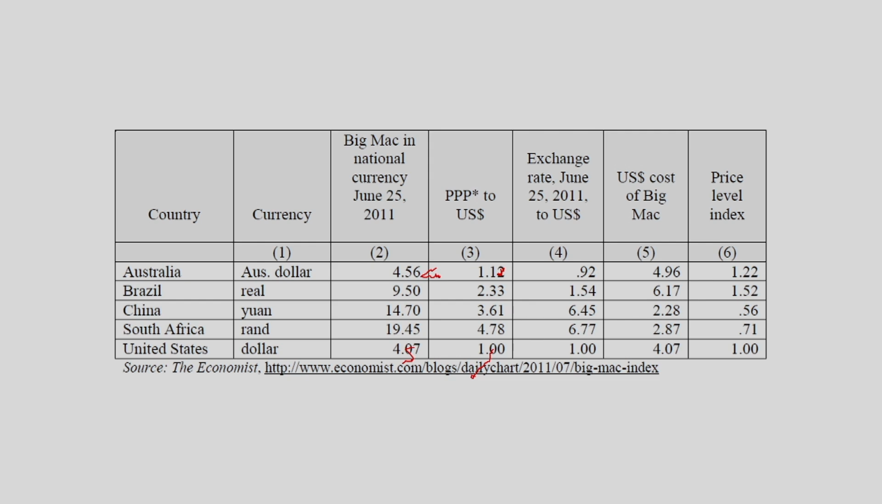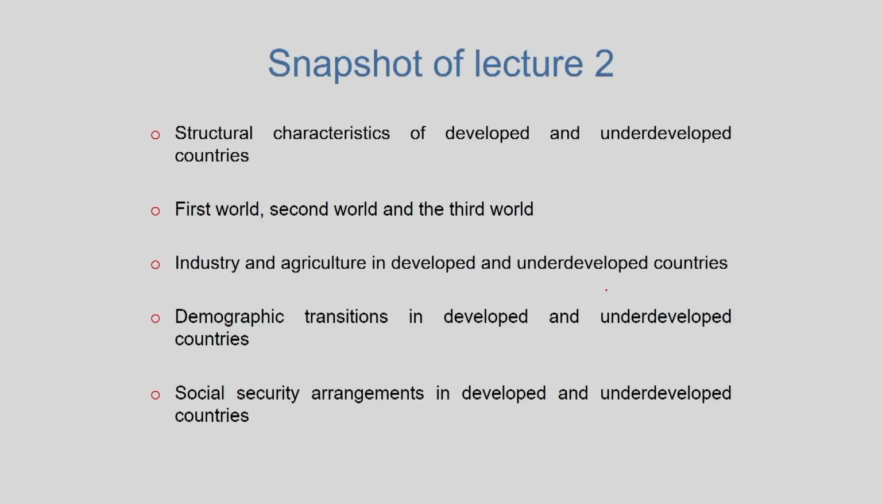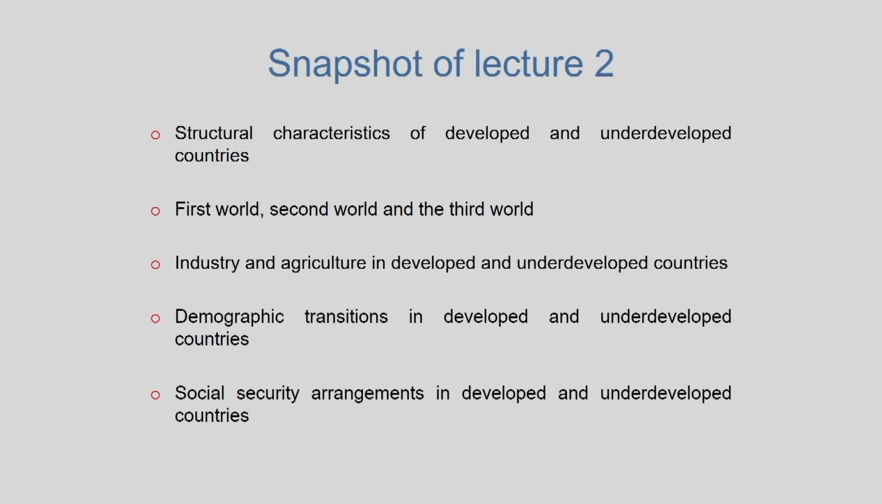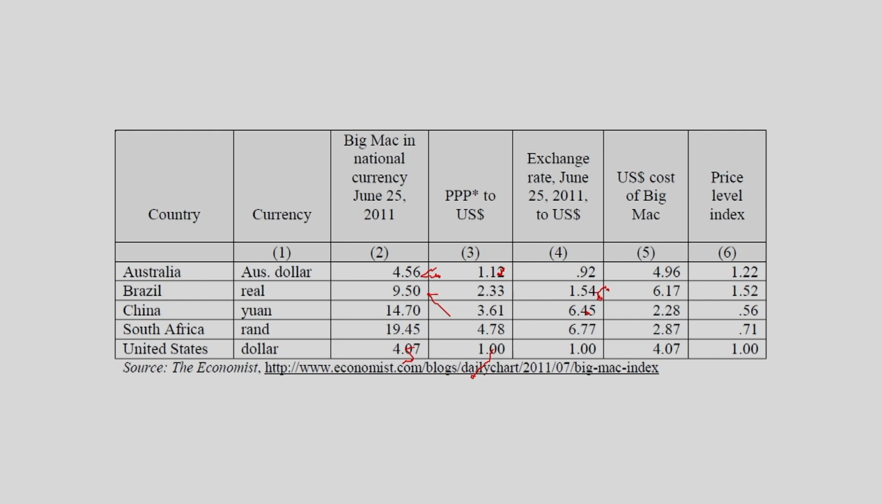Brazil, for example, in June 2011, a US dollar could be purchased for 1.54 real, which is the Brazilian currency. When the cost of a Big Mac in Brazil is divided by the exchange rate, the result is how many US dollars are needed to purchase a Big Mac in Brazil. 9.5 divided by 1.54 is USD 6.17.